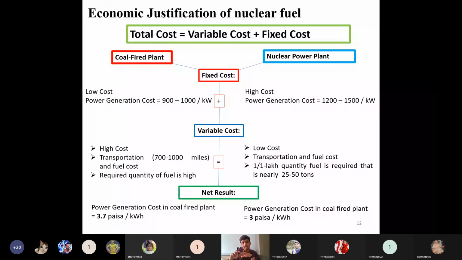So what is this economic justification? As you can see from the title itself, it means how much cost will be added whenever we generate electricity from normal coal-fired plants or nuclear power plants. The cost involved in any type of manufacturing is divided into two types: one is variable cost or operating cost, and the next one is fixed cost.